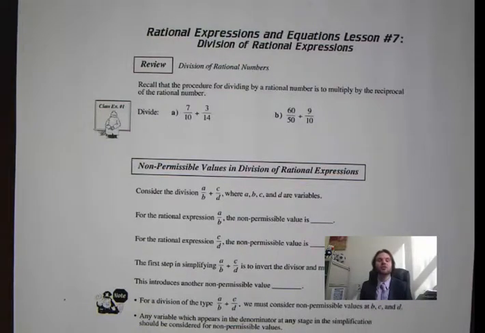Hello, Math 30-2, and welcome to your lesson on dividing rational expressions. So it's the division of rational expressions. Now, this isn't much different than what we did last class, multiplication. In fact, it is pretty much the same thing, except we have to add one step.